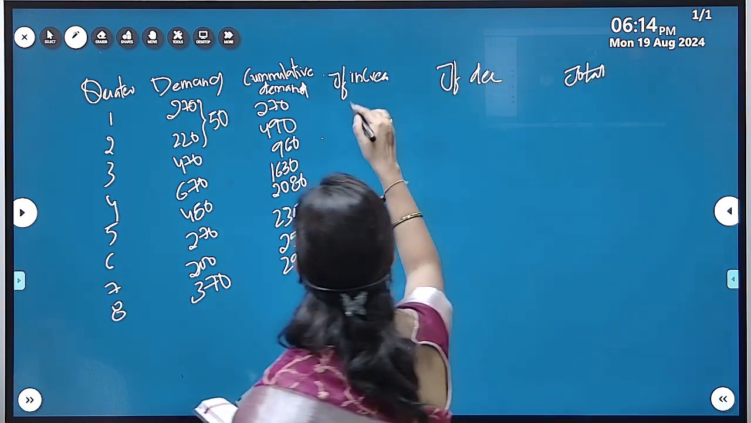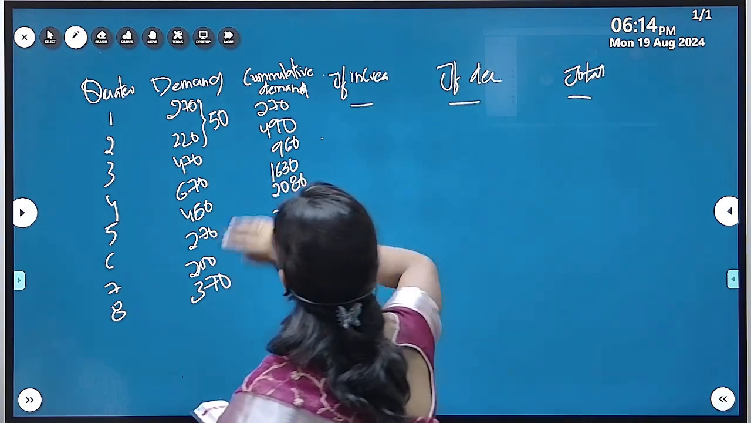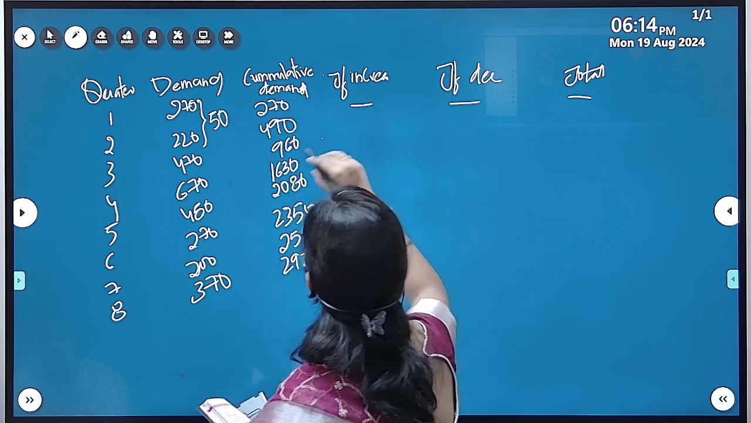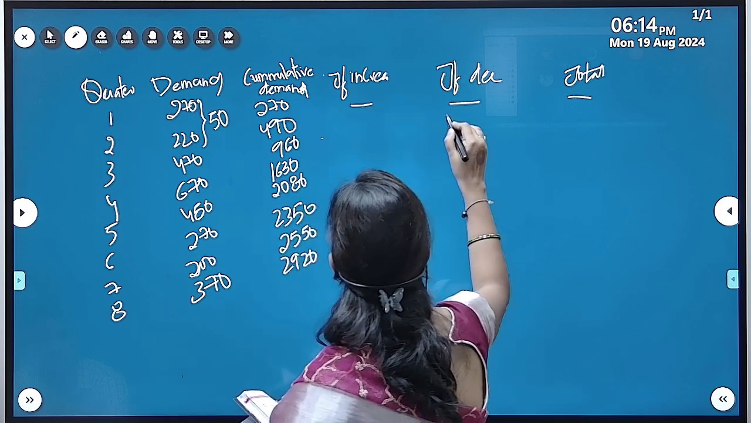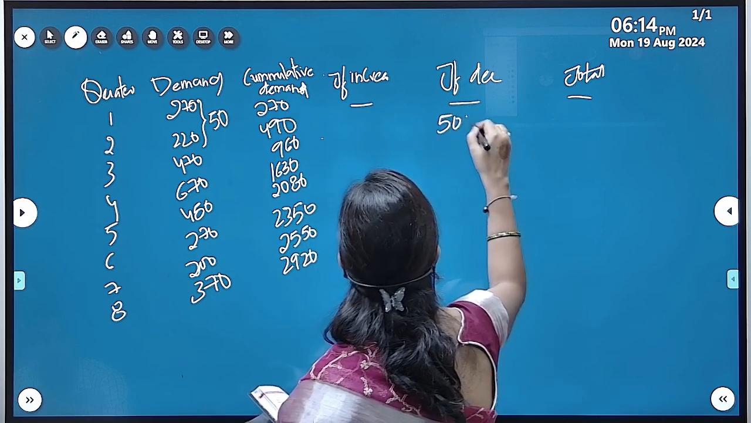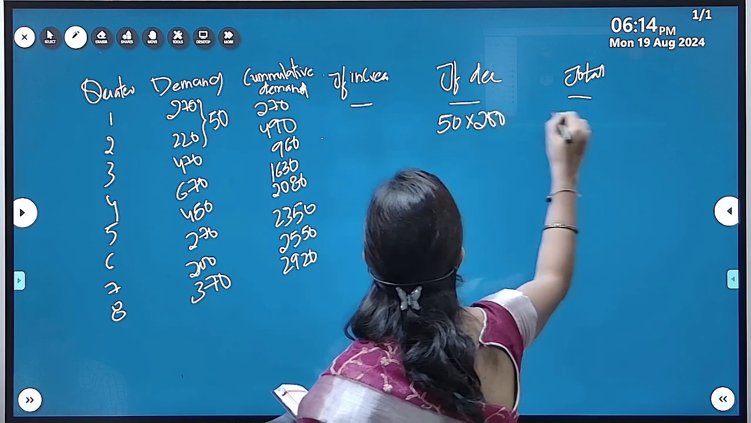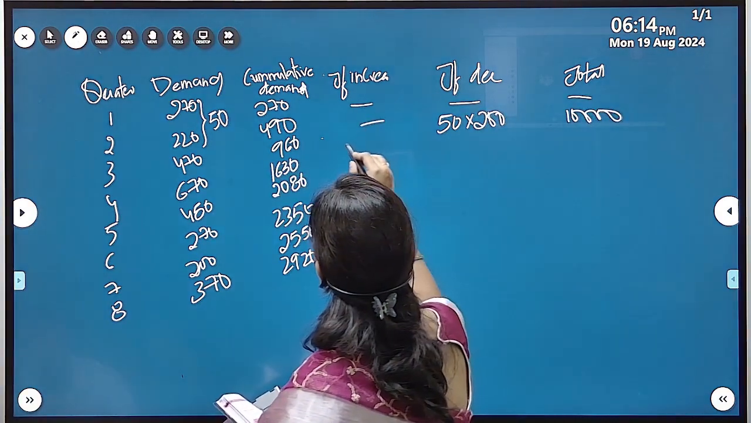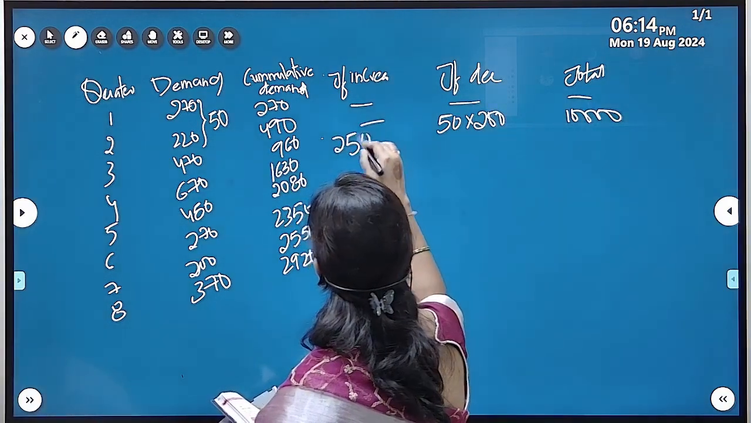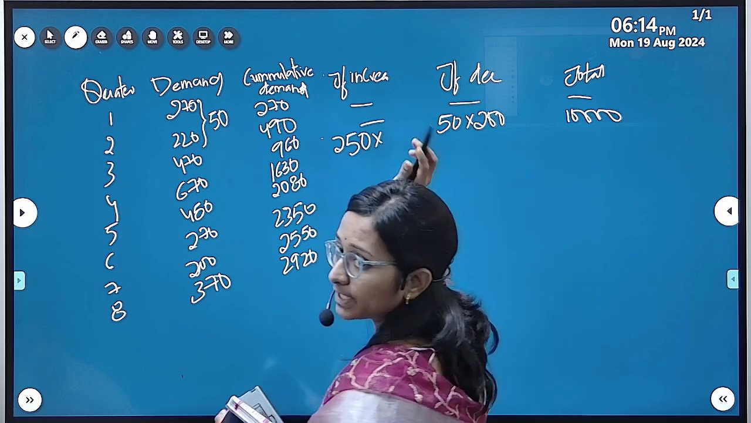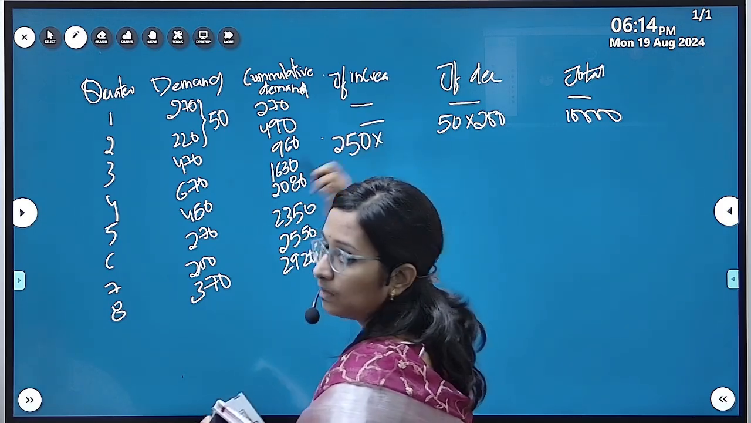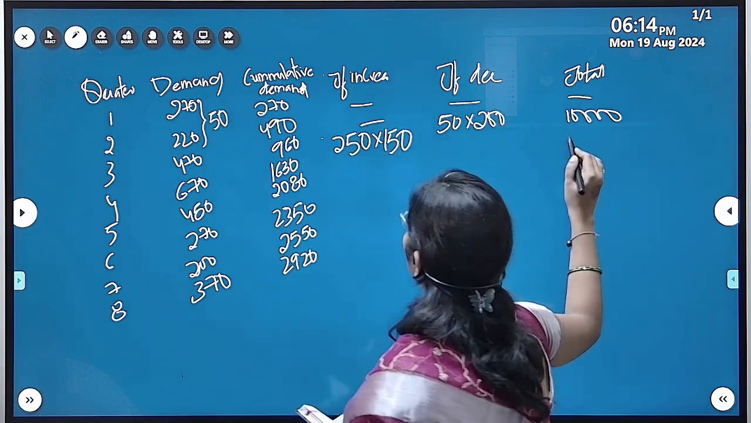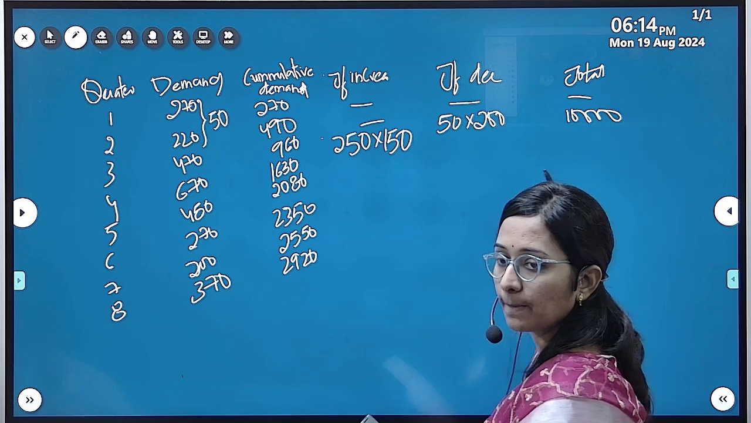Okay? So if increasing, firstly they have started, so there is no increase or decrease. In the second one, it has been decreased, right? So 50 into 200. So this is 10,000. So in the third one, what happened? It is increased 250 units into, if it increases, what's the cost? 150. So what's the amount? 250 into 150.